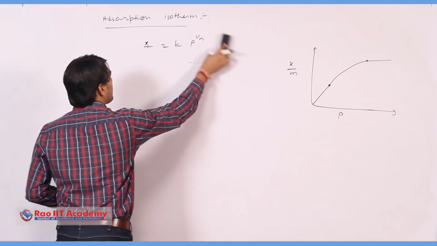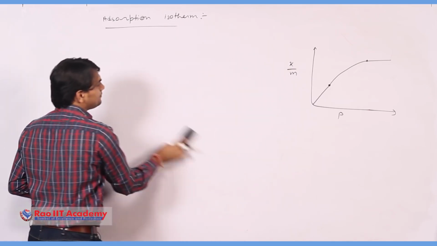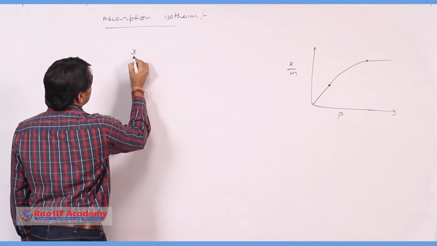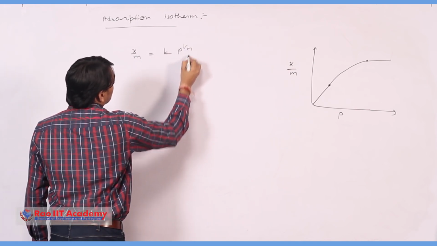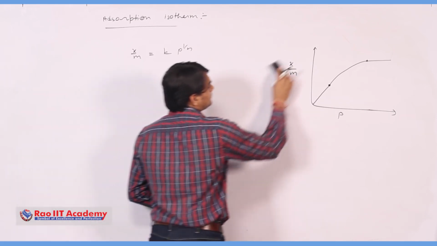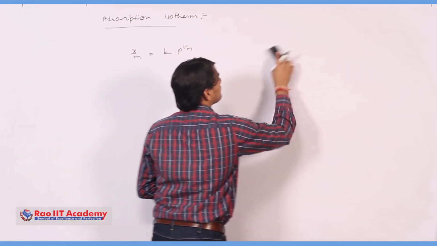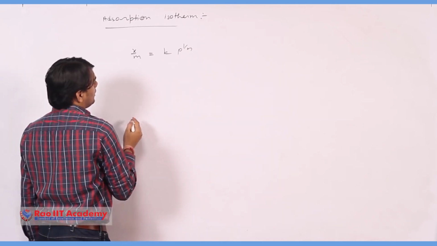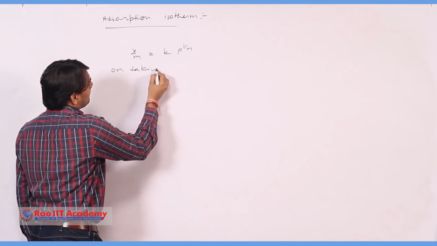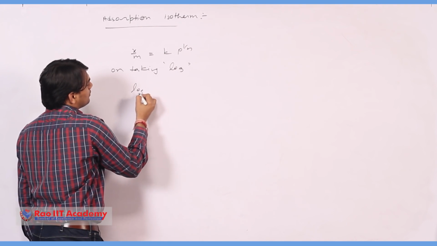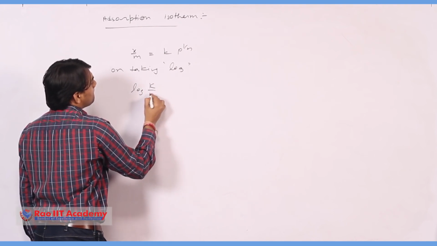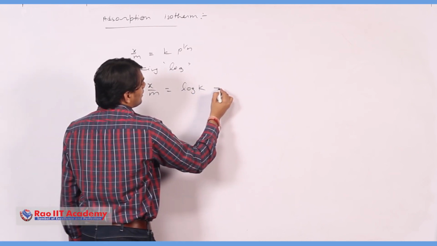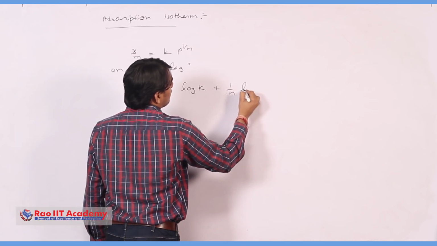The values of K and n can be calculated by taking log of this equation and then plotting a graph between log x by m and log P. So, on taking log, we can write log x by m is equal to log K plus 1 by n log P.